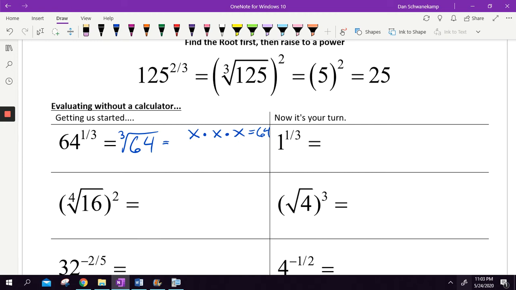So you always kind of know here, you could play around with some numbers. 2 times 2 times 2, not big enough. 3 times 3 times 3, not big enough. What about 4 times 4 times 4? 4 times 4 is 16. 16 times 4, oh yeah, that is 64. So the cube root of 64 is 4.